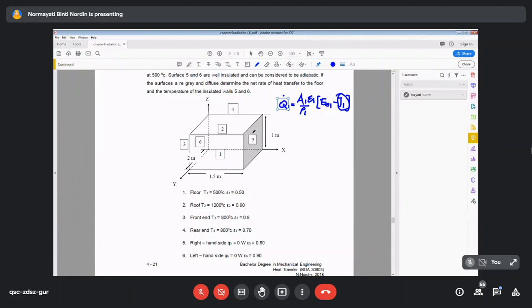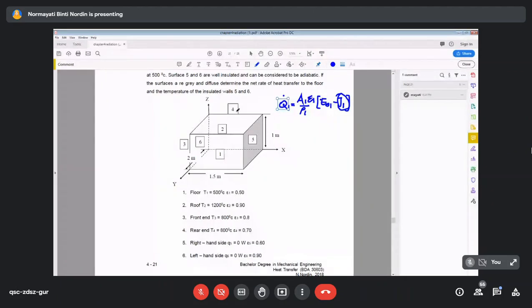You can assume or take this as, for example, a chamber, a room. The roof of this chamber is at 1200 degrees with emissivity 0.9. And you have the front end, which is surface 3. This surface 3 temperature is also known and the emissivity is also given. The rear end's temperature and emissivity are also given.